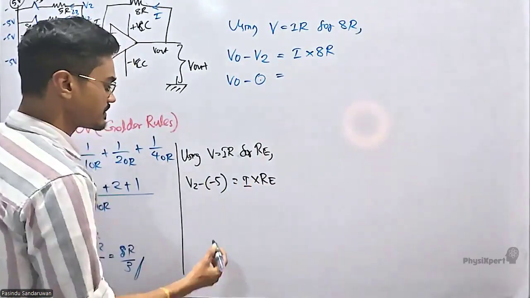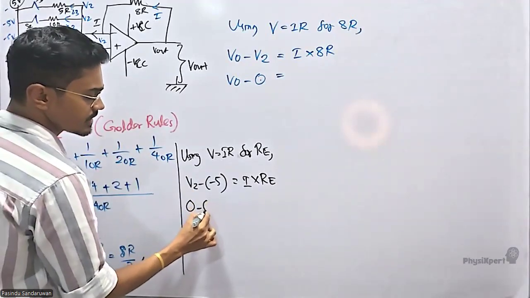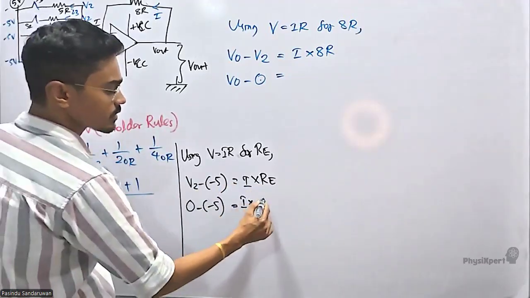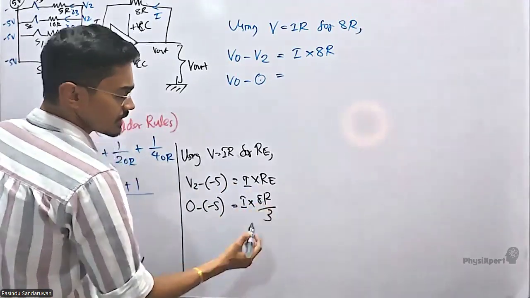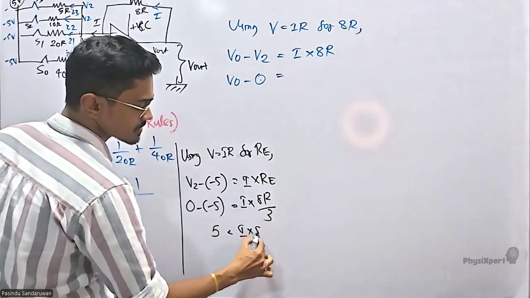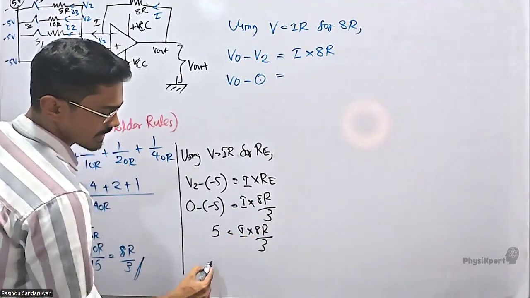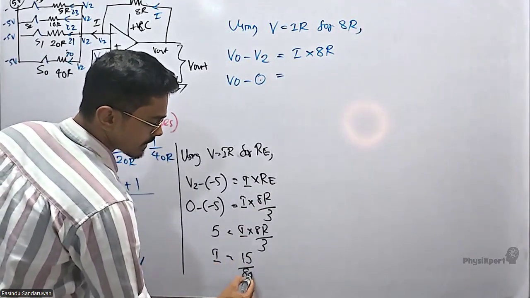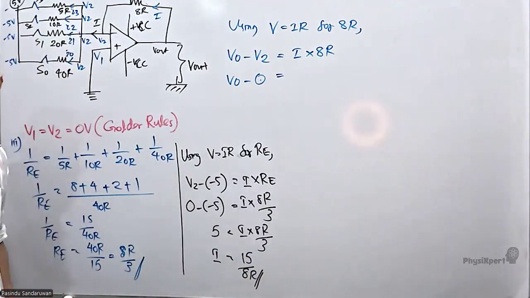Exactly the same thing. V2 is 0. 0 minus 5 equals, we need I now, and RE is 8R over 3. So 5 equals I times 8R over 3. Nothing cancels. I equals 15 over 8R. New I, 15 over 8R.